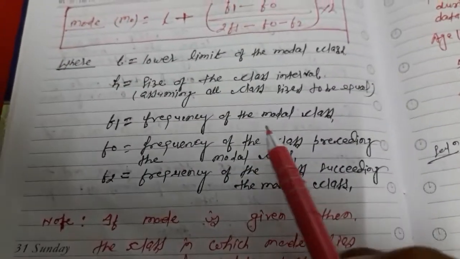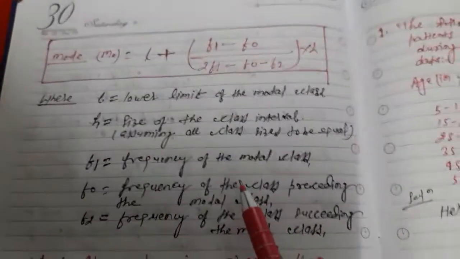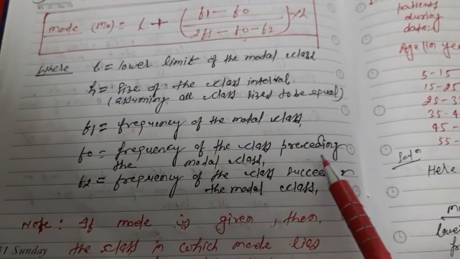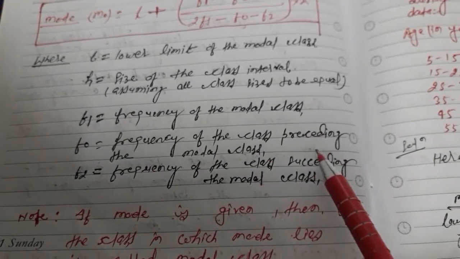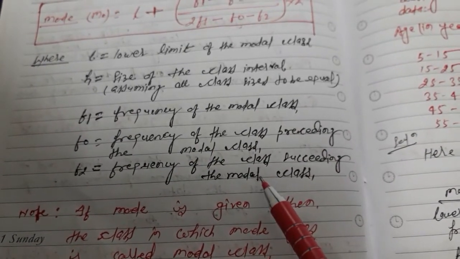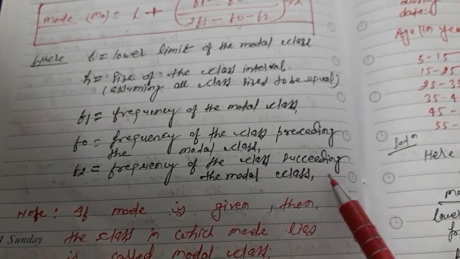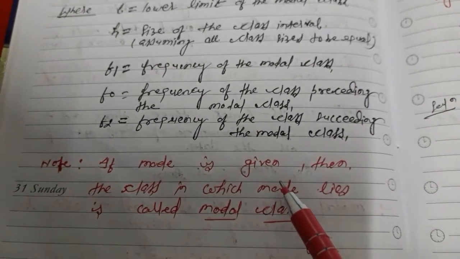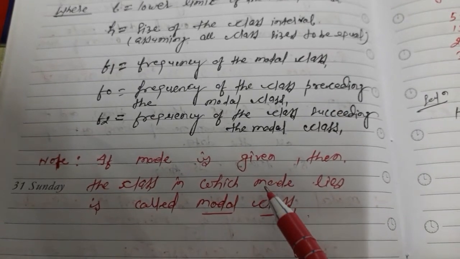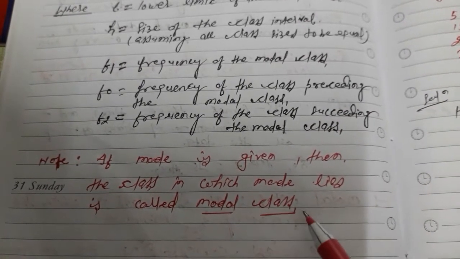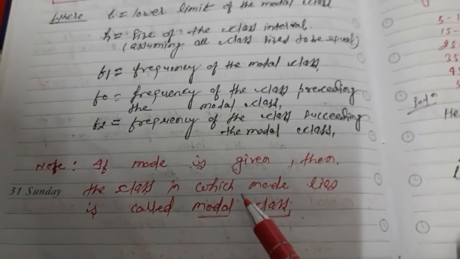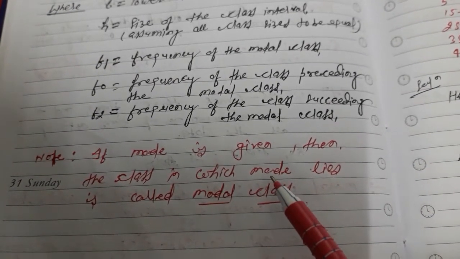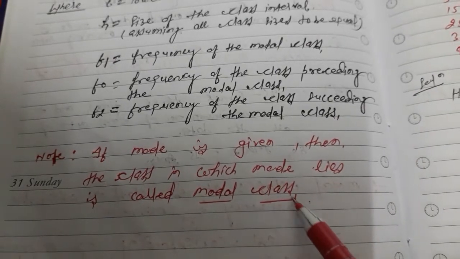f1 is the frequency of the modal class. f0 is the frequency of the class preceding the modal class. f2 is the frequency of the class succeeding the modal class. Note, it is very important: if the mode is given, then the class in which the mode lies is called the modal class.